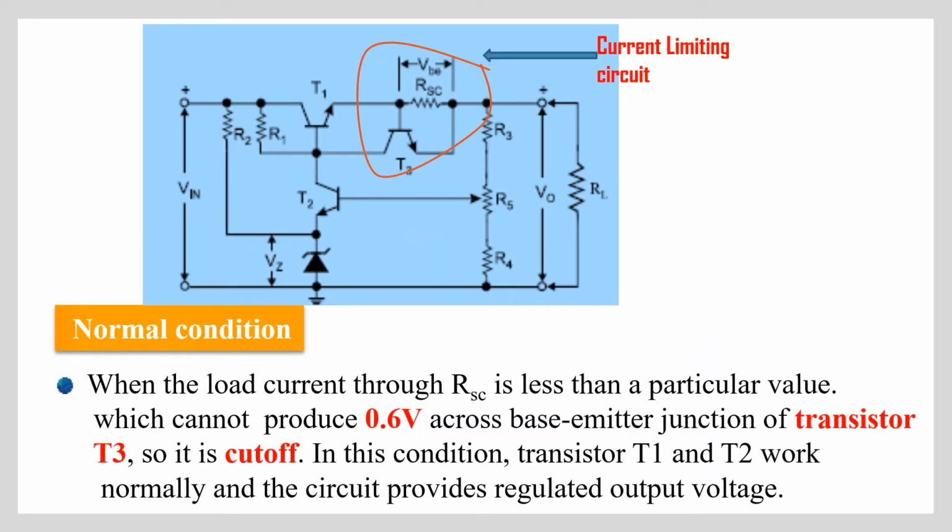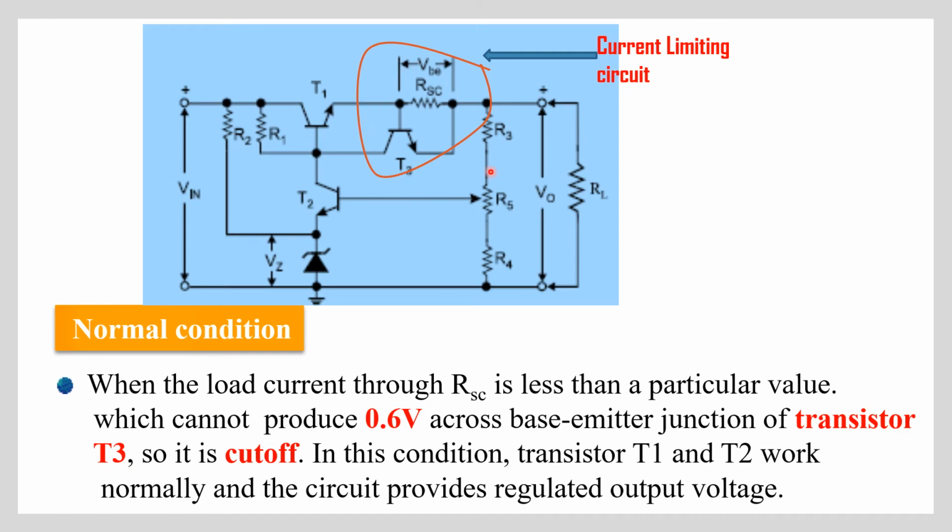Clear? In the normal condition, the load current through RSC is less than the particular value which cannot produce 0.6 volt across the base emitter junction of the transistor T3. See, in normal condition, we don't require this current limiting circuit. So it will remain cut off, right? So the base emitter junction of the transistor T3 is cut off. In this condition, the transistors T1 and T2 work normally, and the circuit provides the regulated output voltage. So there is no issue.